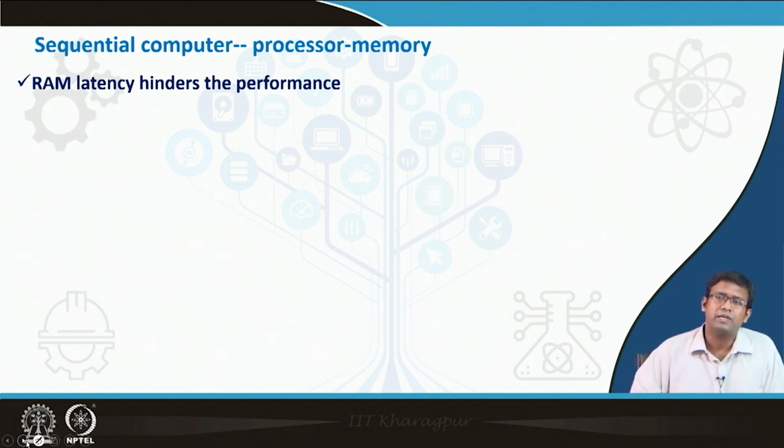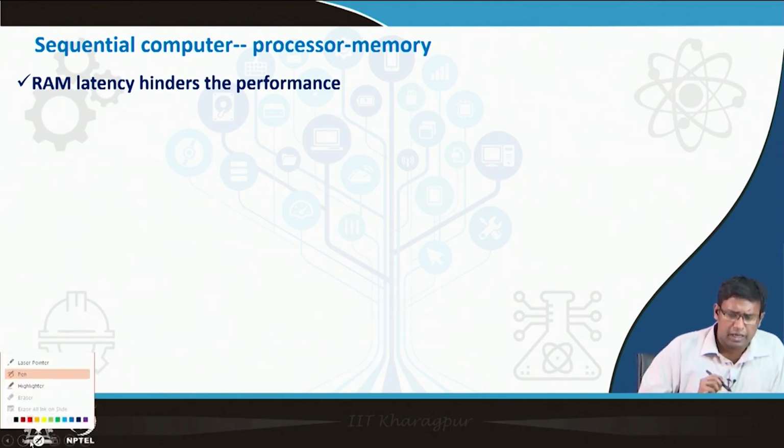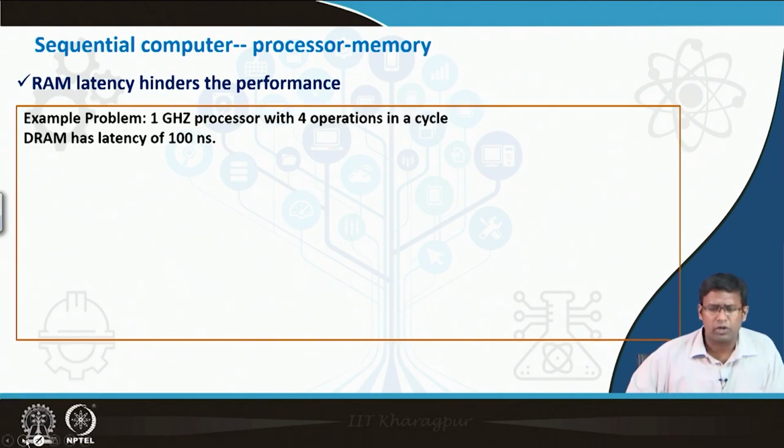So taking the values B and C and returning the value A will take a certain amount of time. During that time the processor cannot do anything else, because it has not finished A equals B plus C. So it is sitting idle. So if RAM latency is high, performance will be degraded. Let us see a small example problem.